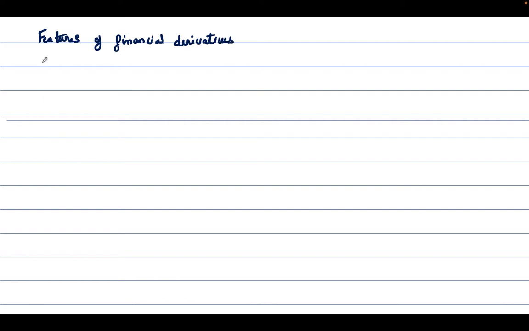So, features of financial derivatives. The first feature is it is a contract.